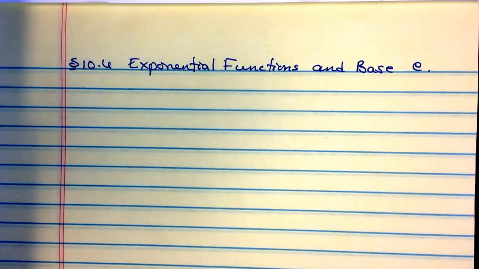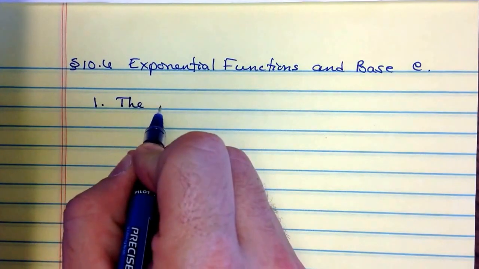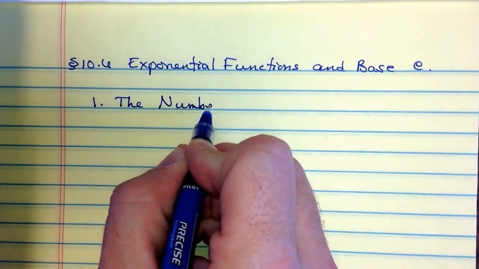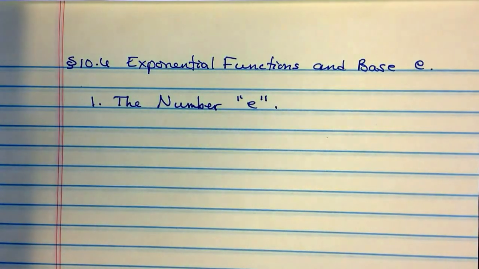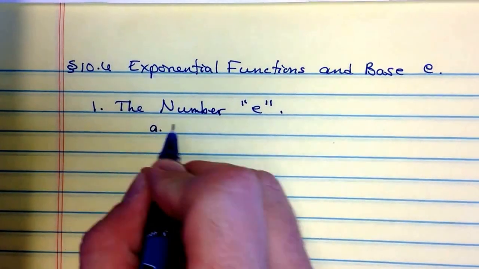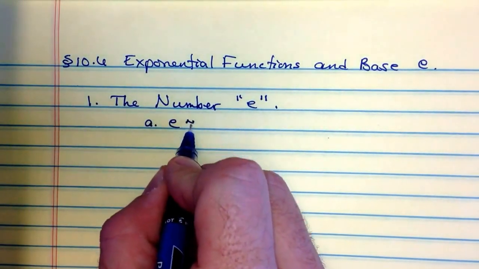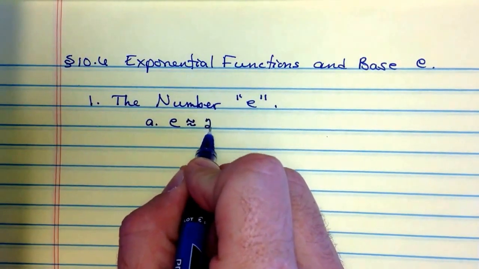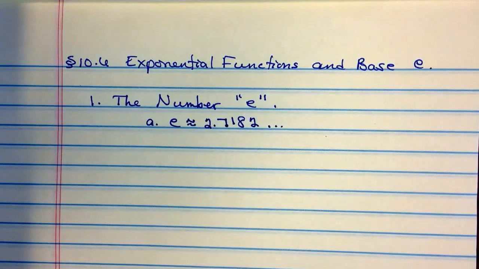Okay guys, today we're going to do 10.6, exponential functions and base e. I don't want to get overly involved with the number e. We'll just break it down as simply as possible because it takes calculus to fully understand the number e. But basically, little a, the number e is a number that occurs in nature a lot, and e is approximately 2.7182, and we'll just say dot dot dot.